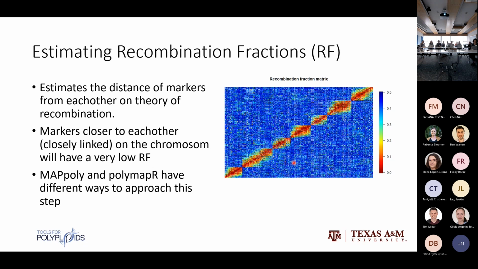So estimating recombination fraction matrices in autopolyploids, there are different approaches. The two main software that are part of tools for polyploids are MapPoly and PolyMapR. With PolyMapR, the strategy they take is they first look at all the simplex nullplex markers and estimate recombination fractions with those and build a scaffold. And from the scaffold, you can get a chromosome level and you can get homolog levels.